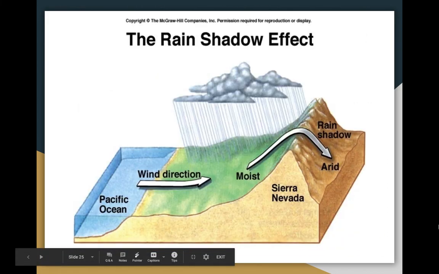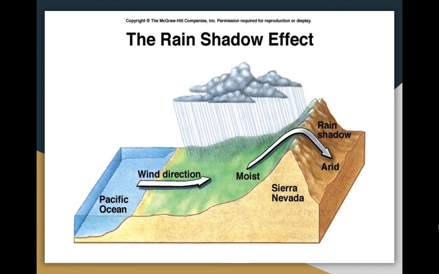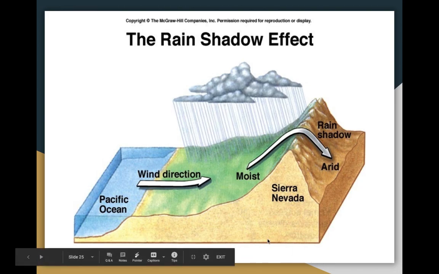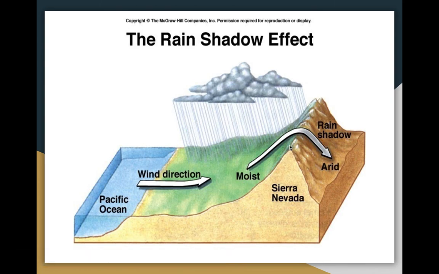Okay, and I'll show you this. This is another example. So this is actually the Sierra Nevada. So this is in California. This is exactly what happens. So the wind comes off the Pacific, it hits the mountain range, the wind goes up, all the water comes off in this moist area here, and then the winds that come over don't have a whole lot of water in it. So this area over on this side, on the eastern side of the Sierra Nevada, is very, very arid.